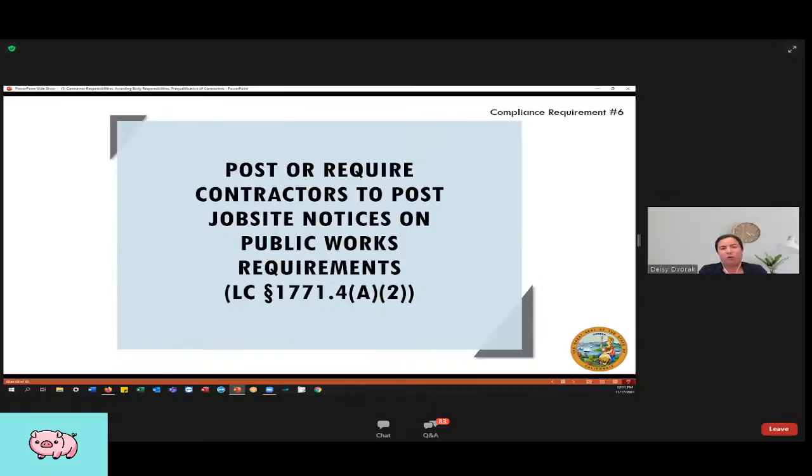So another important requirement for awarding bodies is to post, or to require the contractors to post, all the required job site notices on their projects. Many times this is important because workers are unaware that they're working on a public works project and that they're entitled to prevailing wages. These notices will make sure that they know that they're working on a public works project and they know their rights when working on a public works project. Next, please.